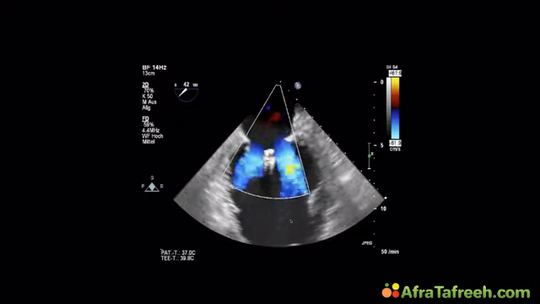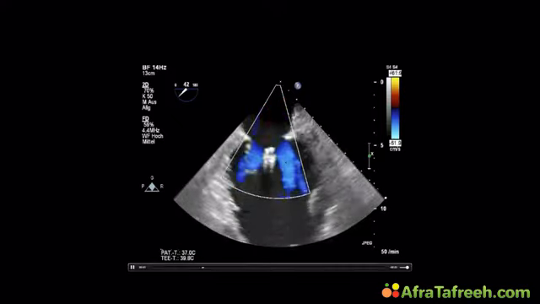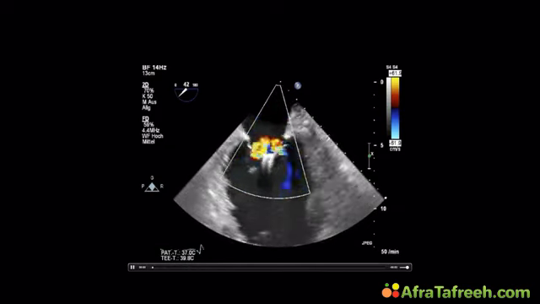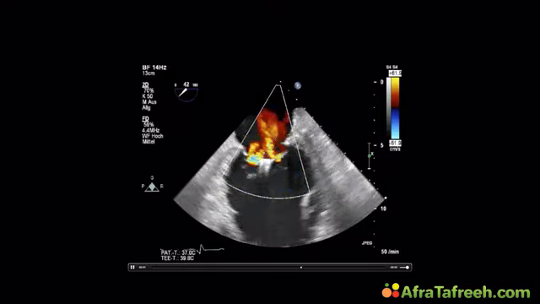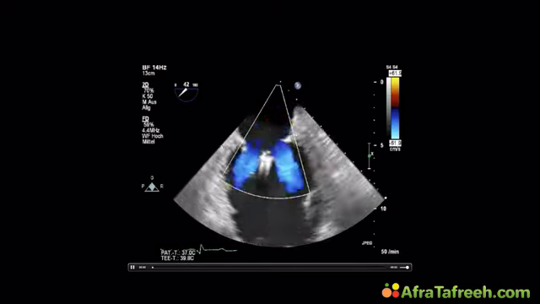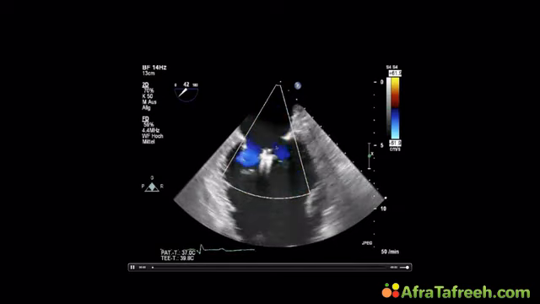And here is the 2D study. You have the clip here in the middle, and you have two orifices where you have blood flow going in, and some degree of regurgitation, which is still present. So this is a mitral clip procedure.